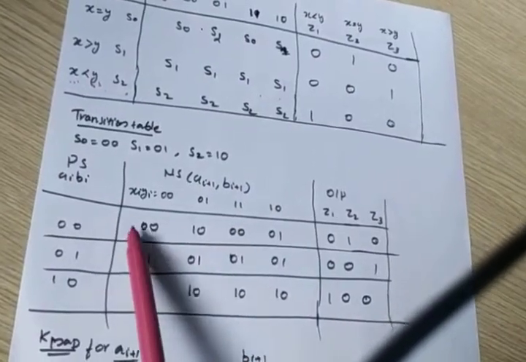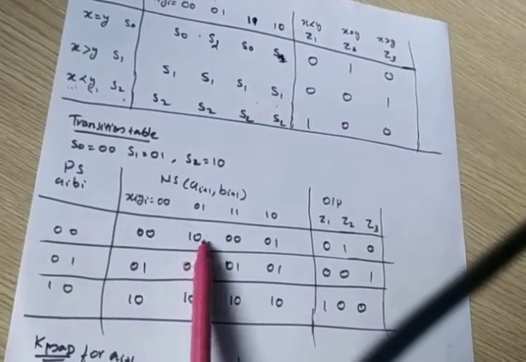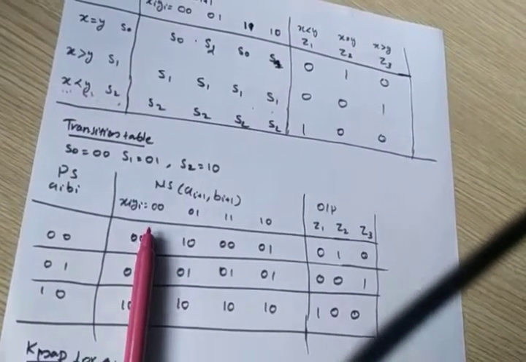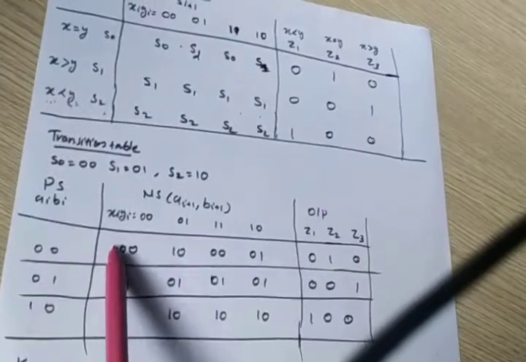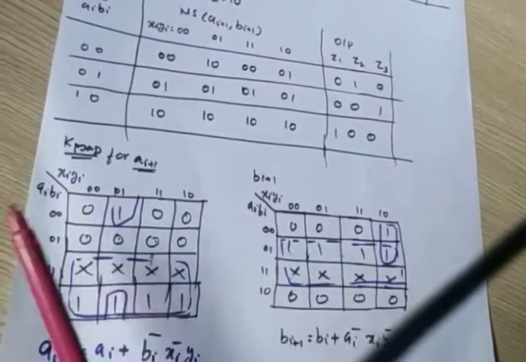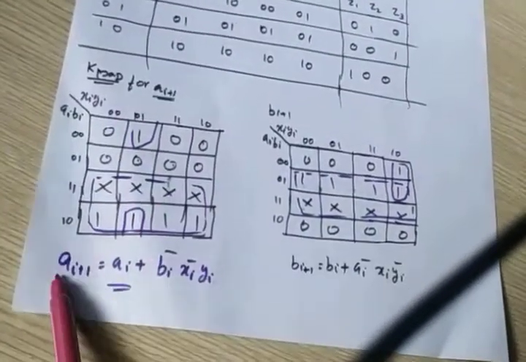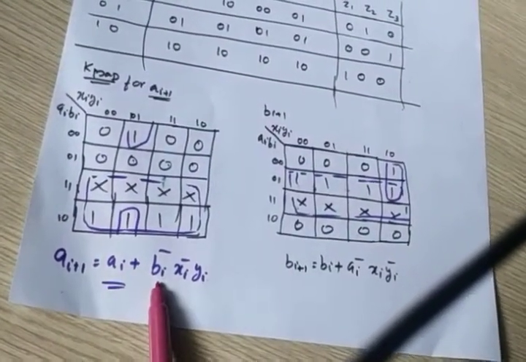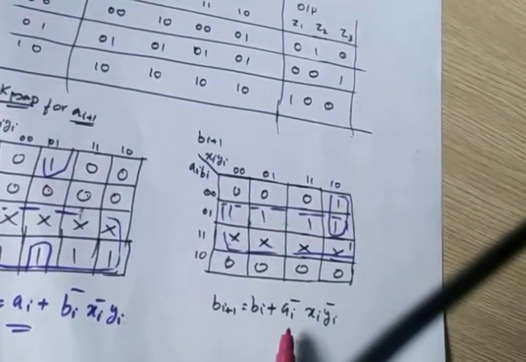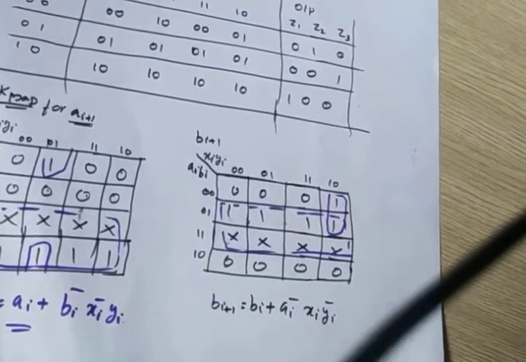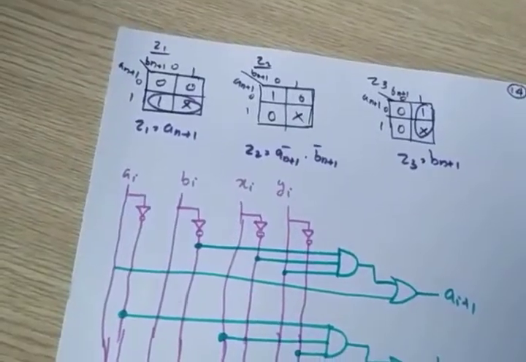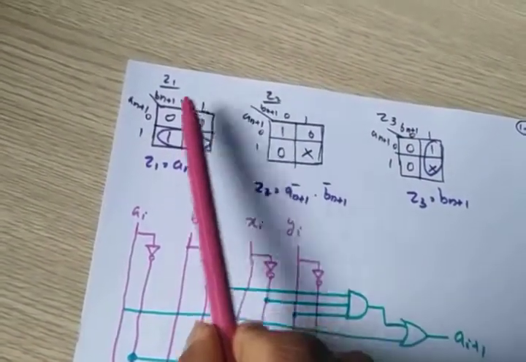That means the first bit, first term is ai plus 1, second term is bi plus 1. Then first term, this second term. So you fill up this table this way and reduce it. You will get ai plus 1 as ai plus bi bar xi bar yi. Similarly, bi plus 1 is bi ai bar xi yi bar. Similarly for z1, this is for z1.